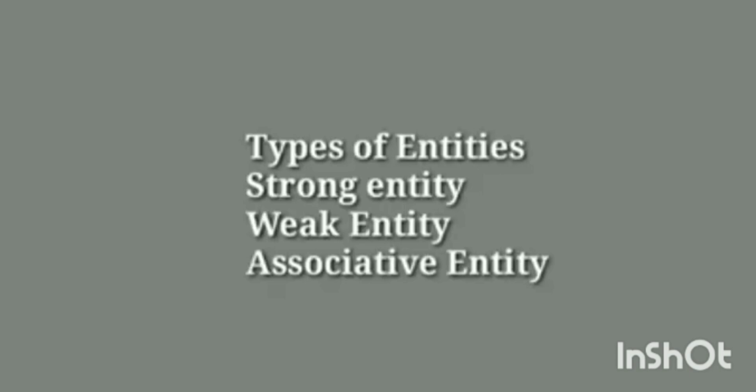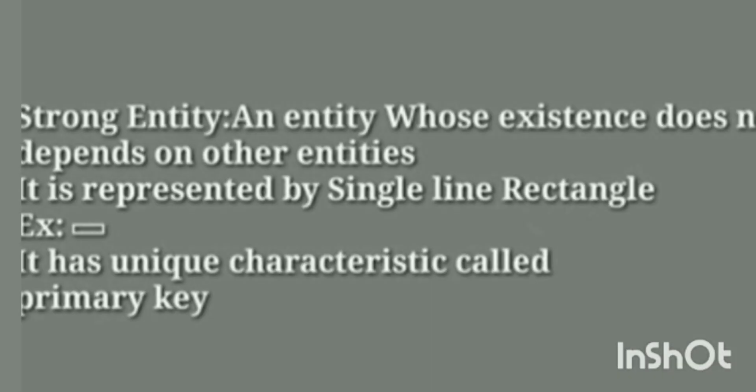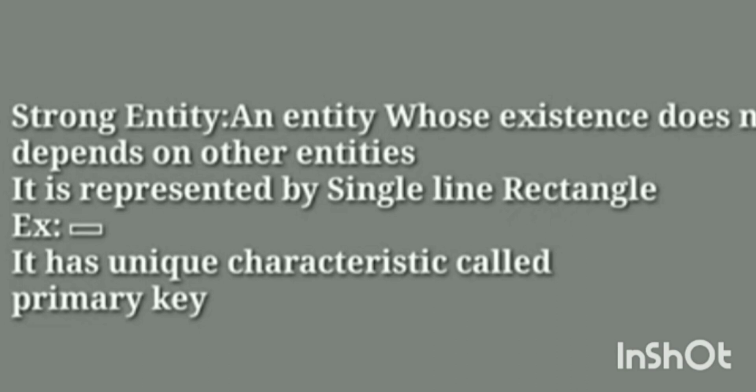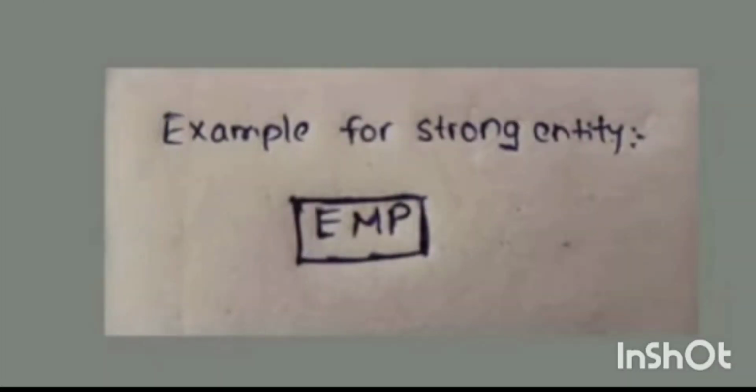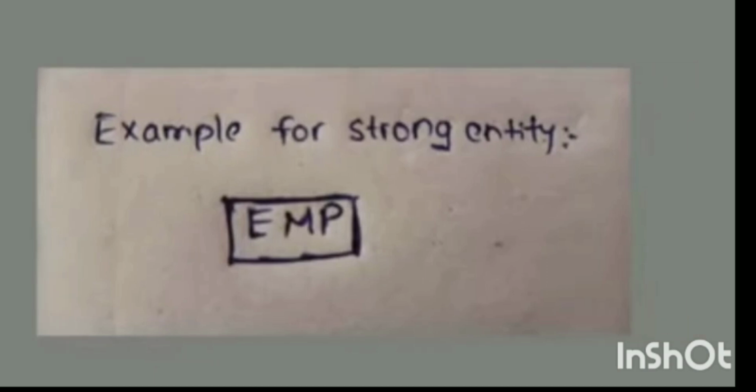Types of entities: strong entity, weak entity and associative entity. Strong entity: an entity whose existence does not depend on other entities. It is represented by a single line rectangle. It has a unique characteristic called the primary key. Example for a strong entity: employee.